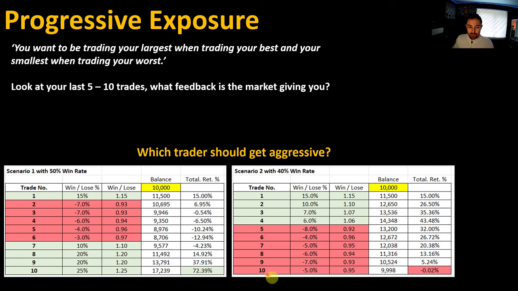If your last 10 trades look like this, and you've been, say, somewhere between 25% and 50% invested, is there any point going to 100% invested? Absolutely not. Why? Because the market is giving you feedback and it's saying, this is not the time to be pushing for you. However, you could then start having a couple of trades come through like we saw here with scenario one, where suddenly you're getting some gains coming through. Suddenly there's some good trades coming through. They're getting out the gate well.